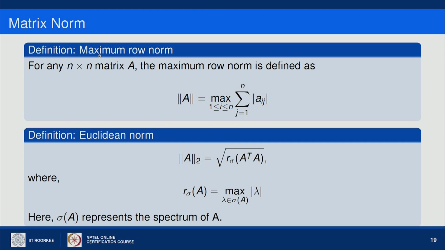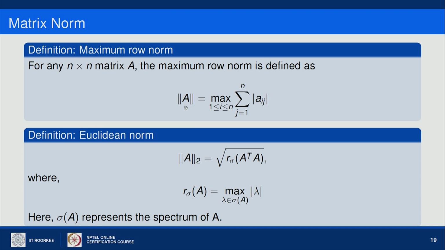The second type of norm we are going to define here is the maximum row norm. For any n cross n matrix A, the maximum row norm is defined as the norm of A equals the maximum over the absolute sums of all rows. Absolute sum means we take the entries of each row: take the absolute value of each element of the first row and take their sum, similarly take the absolute sum of the second row and so on, and then the maximum out of those sums will give you the maximum row norm.